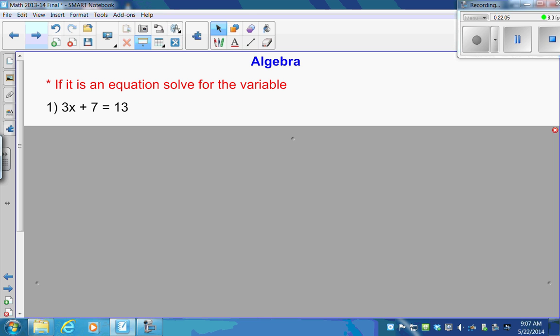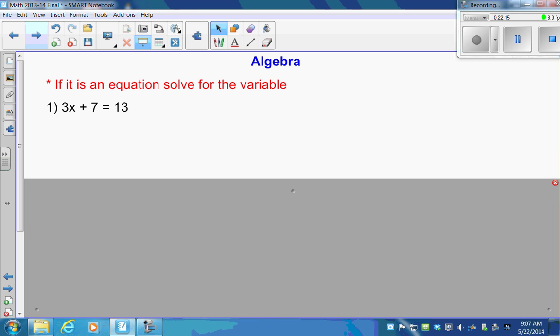Now we have equations. So remember, if it has an equal sign, it is an equation. And if it is an equation, solve for the variable. My variable in this first one is x. I will show this one as a demonstration, and then you'll have 2 practice ones. So I have 2 sides to my equation. The equal sign splits it up. You start with what's not attached to x. 3 and x are attached, so let's start with the 7.